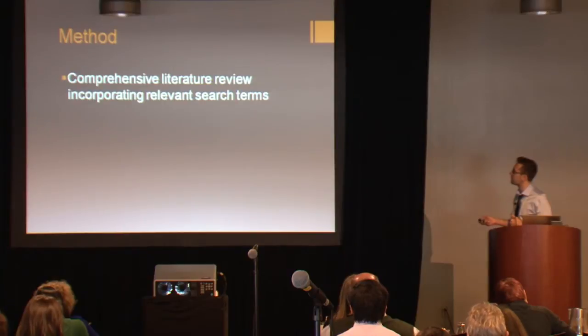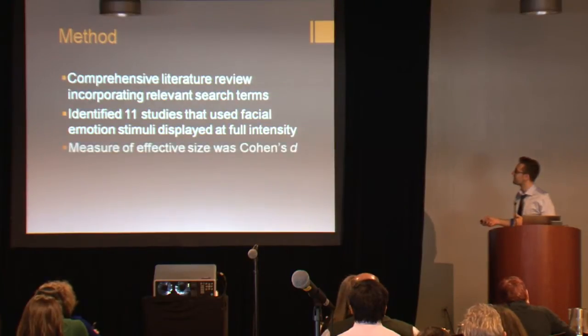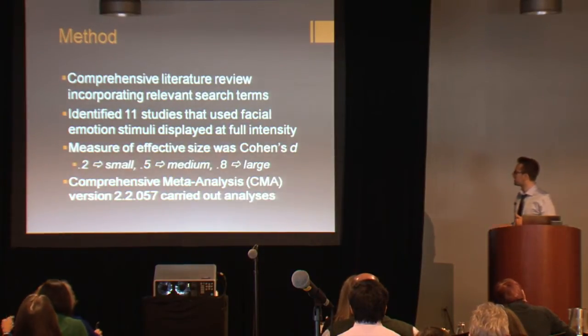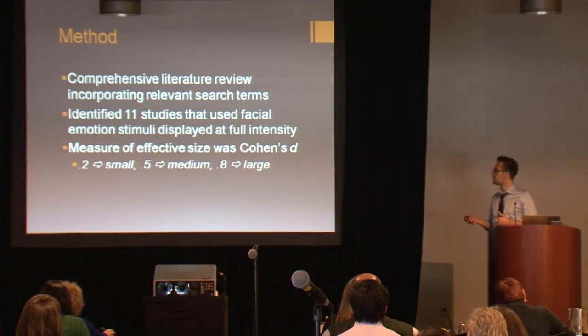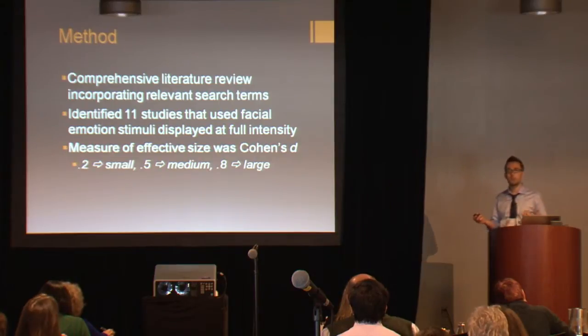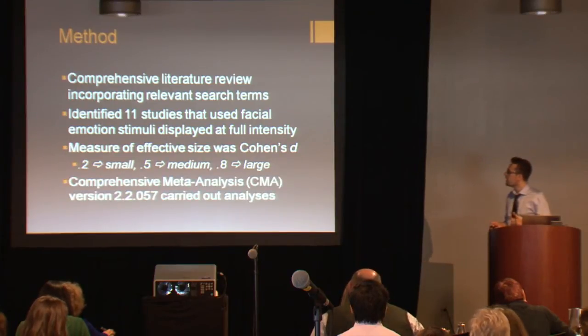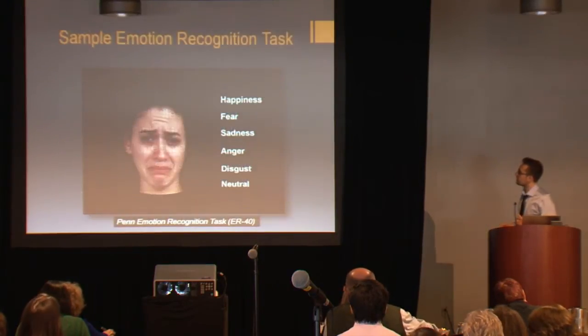Okay, so like I said, 11 studies. Go through this fast. And the main measure of effect size was Cohen's d, which, as a quick refresher for people, 0.2 is small, 0.5 is medium, 0.8 is large. For those who aren't familiar with this, this is a standardized metric of how strong the difference might be between two groups. And we use CMA to carry out these analyses.